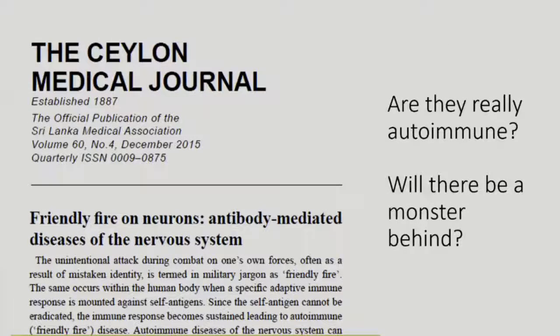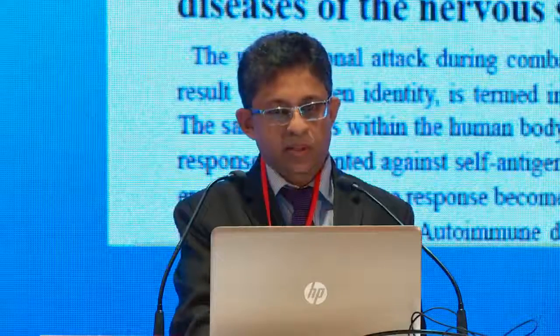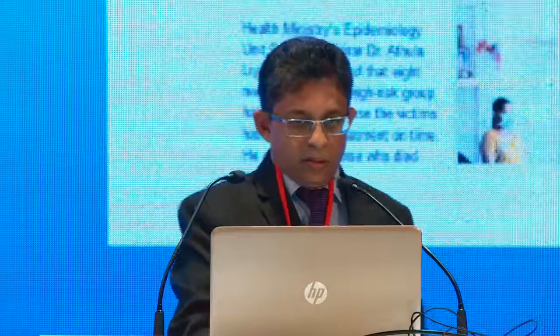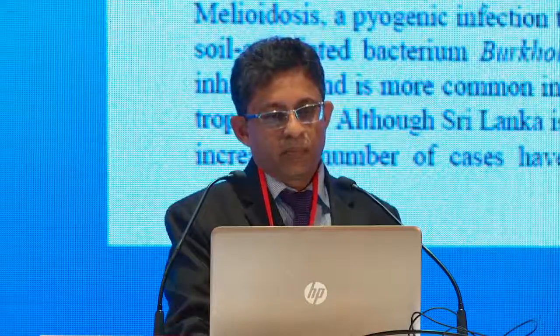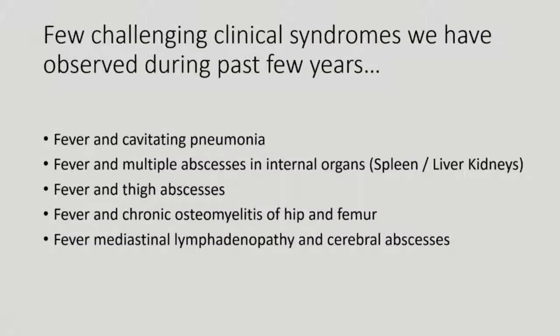So in CMJ, I noticed this article, friendly fire neurons, antibody-mediated disease of the neural system. Are they really autoimmune? Will there be a monster behind? That is the question we have to keep in mind. The flu, we all know, is rampant now. Melioidosis in Sri Lanka is an emerging infection.